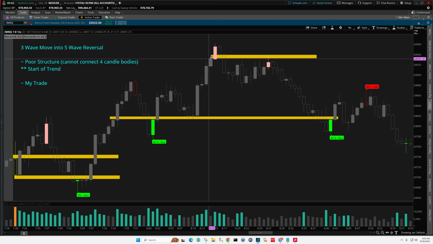So up here, when the Nasdaq had made essentially from down here 24,660 all the way up to 24,900 and almost 60, yeah, I think it did tag 60. That's a 300 point move.